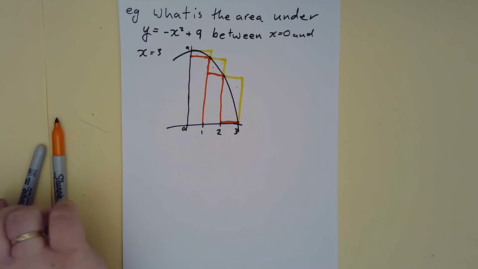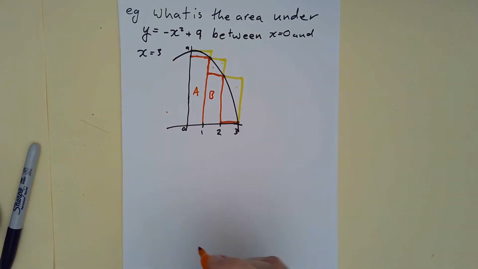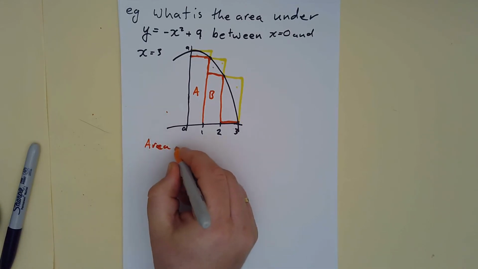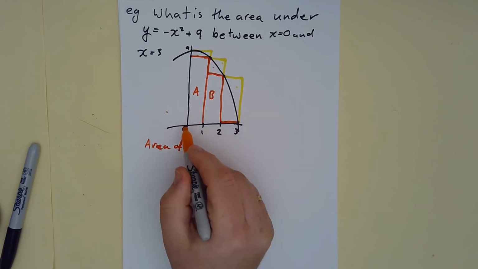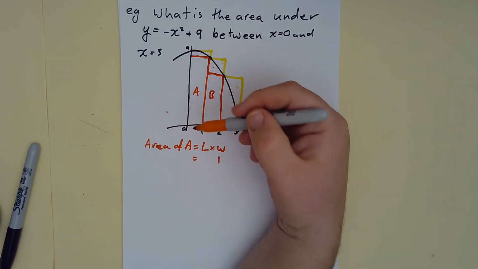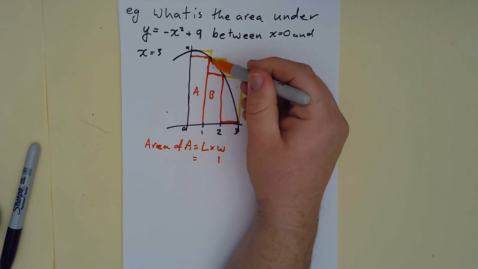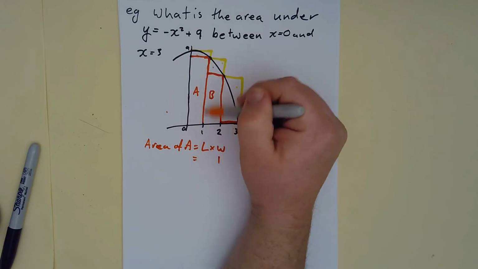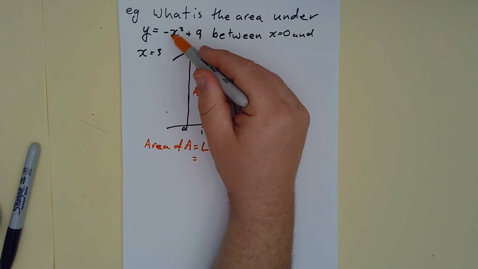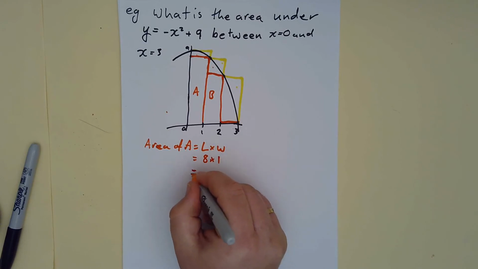So how would we do that? Well, if I label these A and B, and we don't really have to worry about C, the area of A is a rectangle, so it's length times width. The width is going to be 1, and the length is just the height at x equals 1. So if I go back to my function at x equals 1, that's 1 minus 1 squared minus 1 plus 9, which is 8. So that's going to be 8.